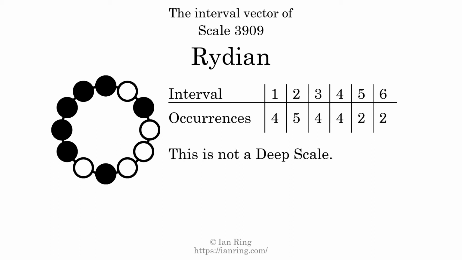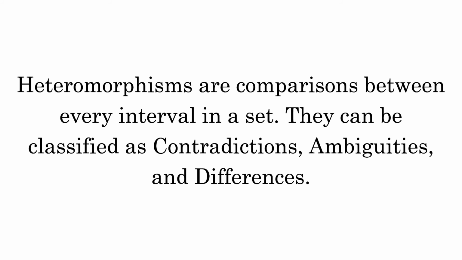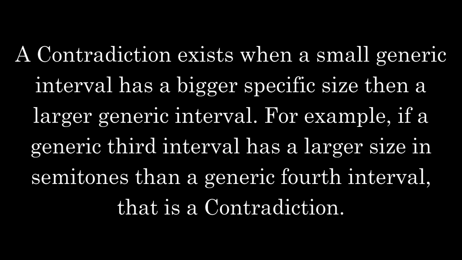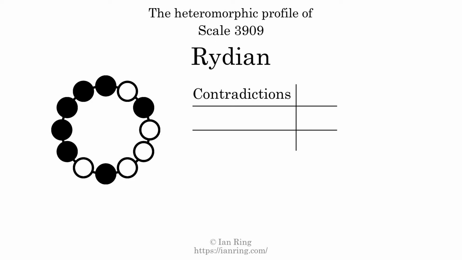Each interval does not appear in this scale a unique number of times, so this is not a deep scale. Heteromorphisms are comparisons between every interval in a set. They can be classified as contradictions, ambiguities, and differences. A contradiction exists when a small generic interval has a bigger specific size than a larger generic interval. For example, if a generic third interval has a larger size in semitones than a generic fourth interval, that is a contradiction. The number of contradictions in this scale is 51.